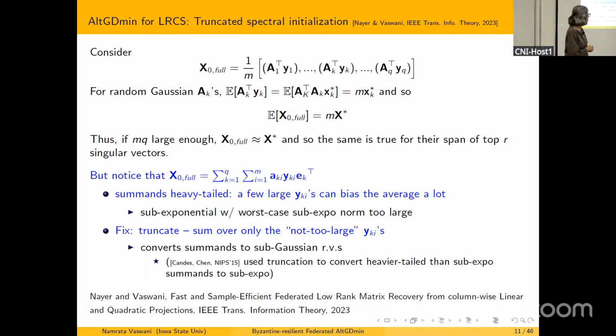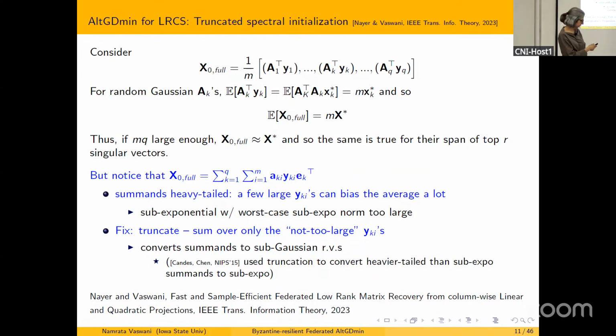The fix is to borrow a truncation idea used in a different context in a Candes-Chen paper, the phase retrieval paper. Here, truncation means you throw away the YKIs that are too large. So the idea is to sum over only the not too large YKIs. Mathematically, it takes these bad sub-exponentials and converts them into sub-Gaussian random variables. The Candes-Chen paper used truncation to convert something heavier tailed than sub-exponential to sub-exponential. This is the key that makes our initialization nicer than one of the parallel works.